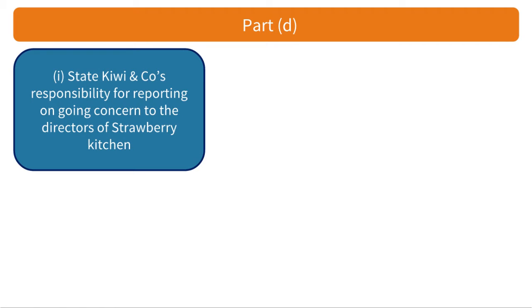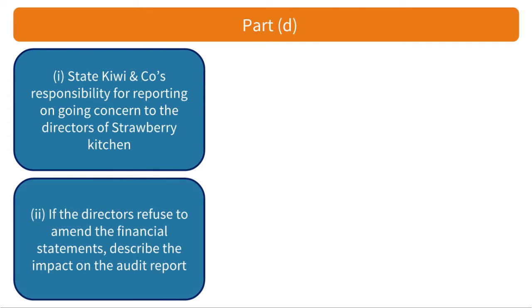Part D gives you some further information regarding Strawberry Kitchens. It then gives you 2 sub-requirements. Part 1, state Kiwi & Co.'s responsibility for reporting on going concern to the directors of Strawberry Kitchen, and Part 2, if the directors refuse to amend the financial statements, describe the impact on the audit report.